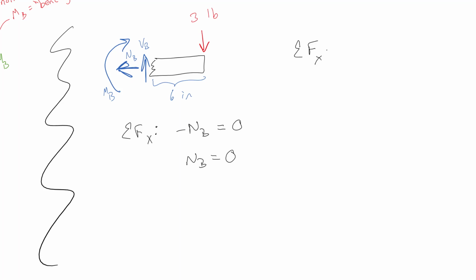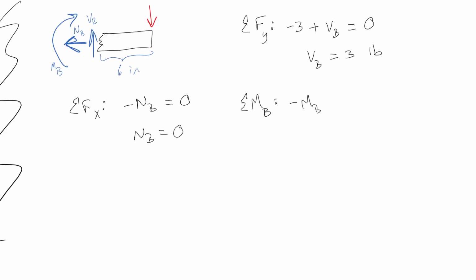All right, sum of the forces in the y direction, I've got negative 3 pounds that's given, and then up the shear, and that's 0, so that means the shear is 3 pounds. And then the sum of the moments about B, all right, so I've got negative NB minus 3 times 6 is equal to 0. So NB is equal to negative 18 inch pounds. Very, very straightforward, not frustrating at all.